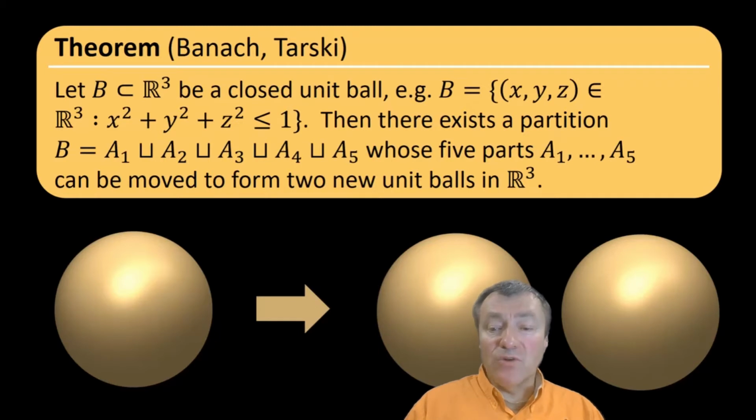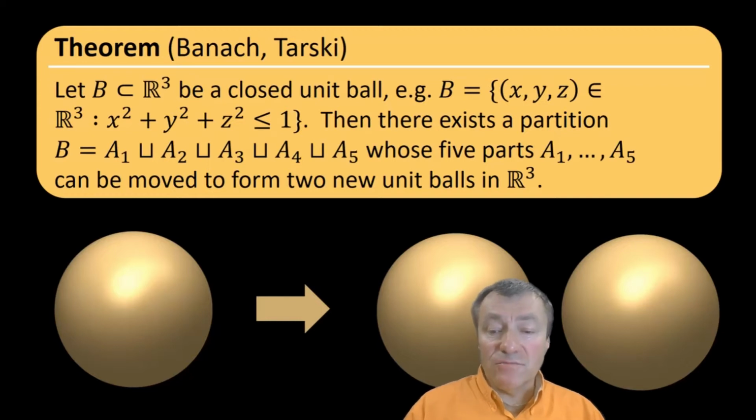By rigidly moving, we mean allowing rotation and shifting operations, but without any distortion. No stretching, no compressing or anything. All the distance is being preserved. And of course, there should be no gaps or overlap between the 5 pieces once we reassemble them on the other side. That's what we mean by partition.